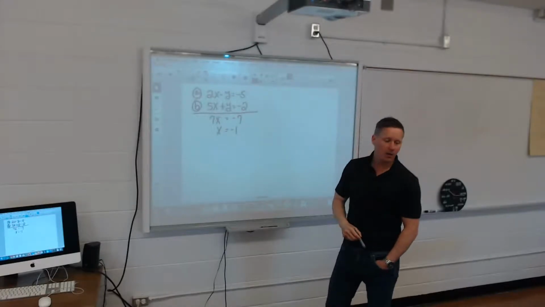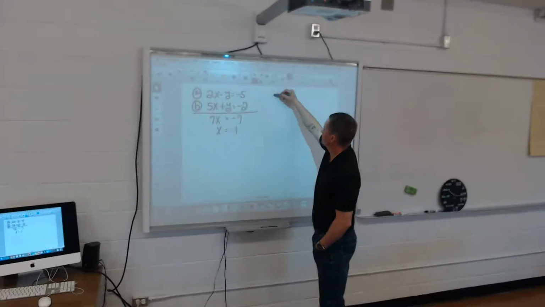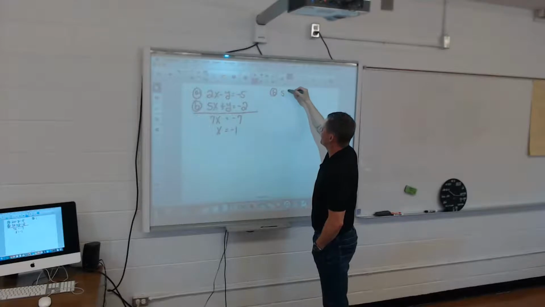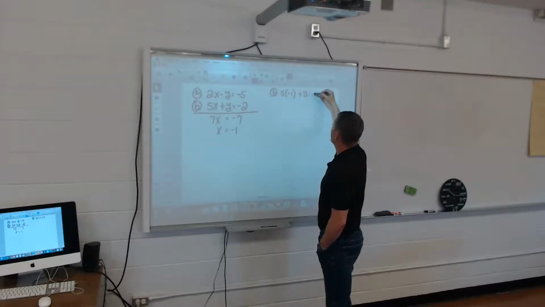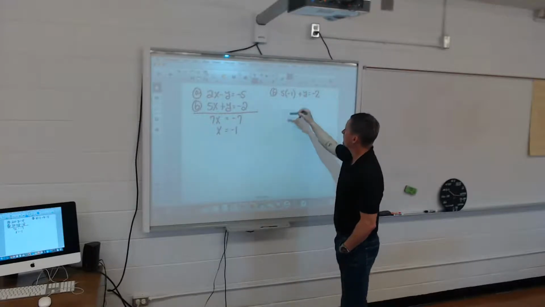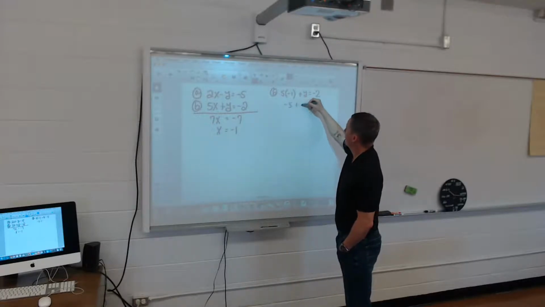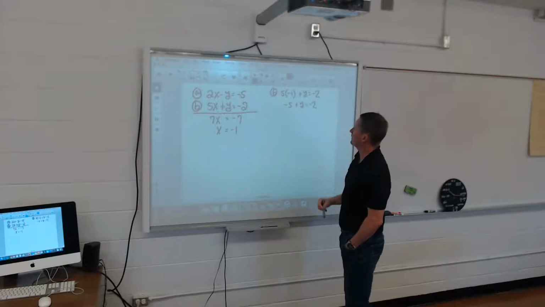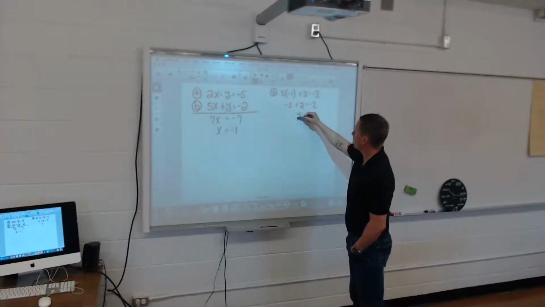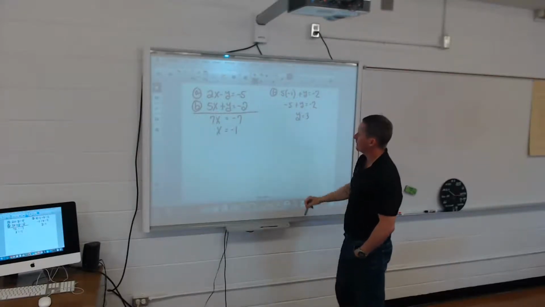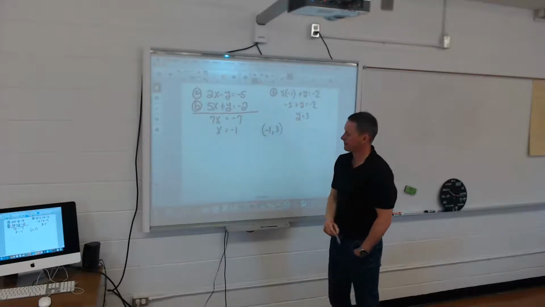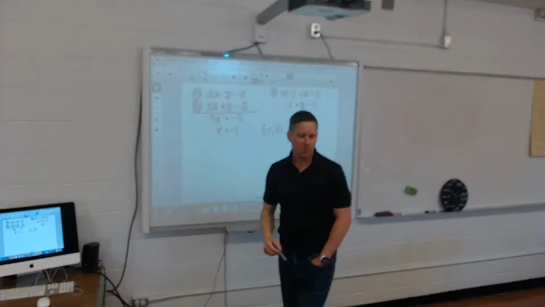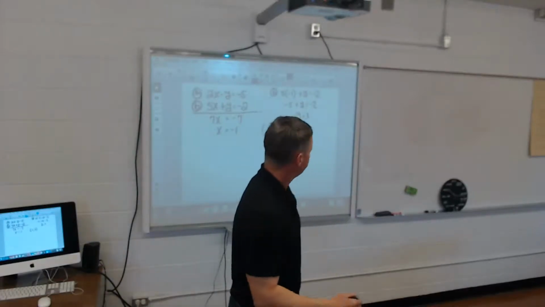Now I have to find out what y is. So I'm going to use equation B. 5 times negative 1, add y equals negative 2. Negative 5 plus y equals negative 2. Add 5, y is equal to 3. These guys intersect at negative 1 and 3. This is what we call the elimination method.